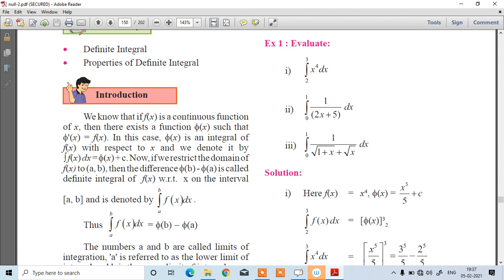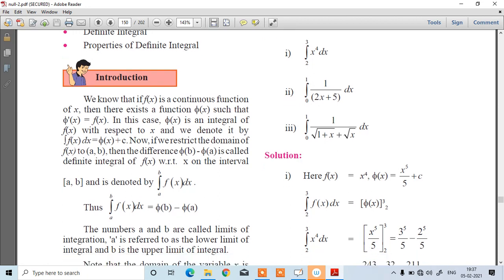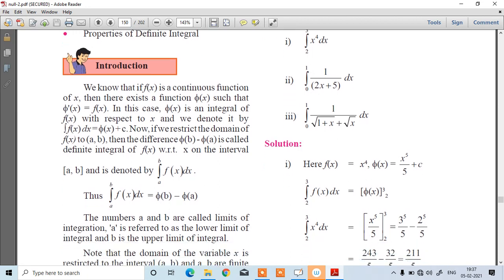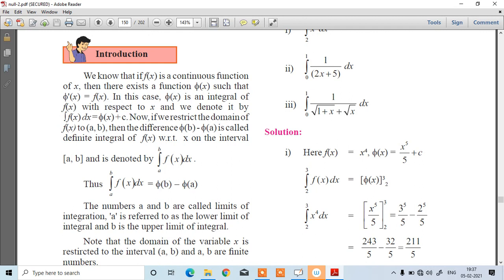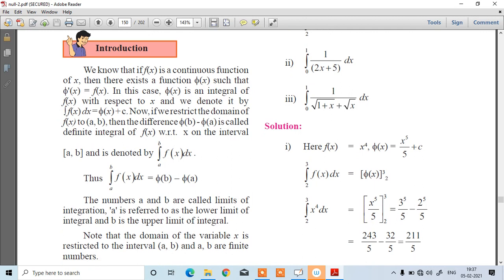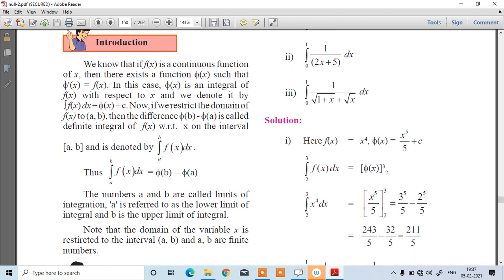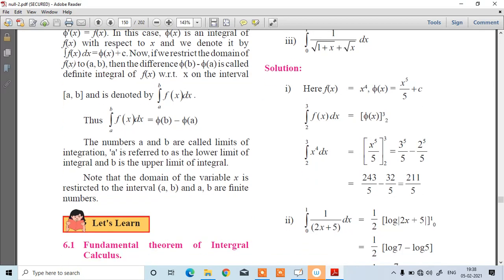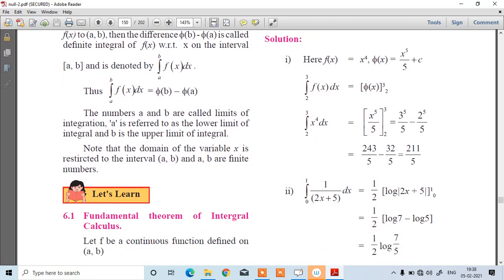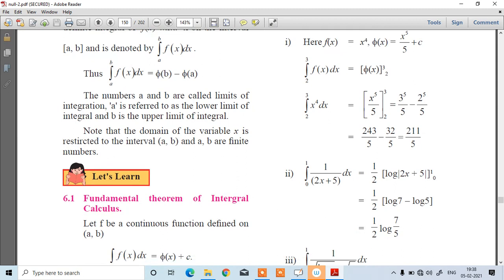So the numbers a and b are called limits of the integration, where a is referred to as the lower limit and b is called the upper limit of the integral. So note that the domain of the variable x is restricted to the interval ab, and a and b are finite numbers. So this is the introduction of definite integration. Now let us study the fundamental theorem of integral calculus.